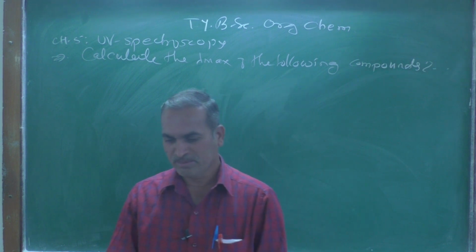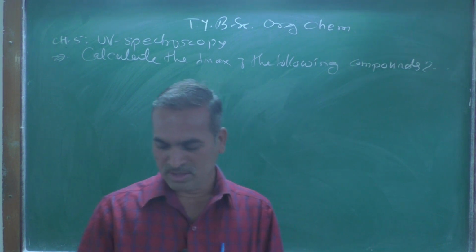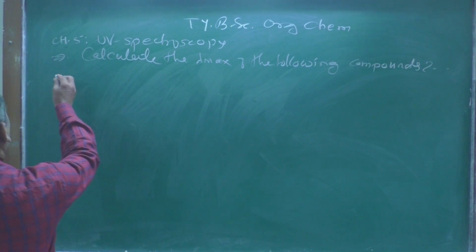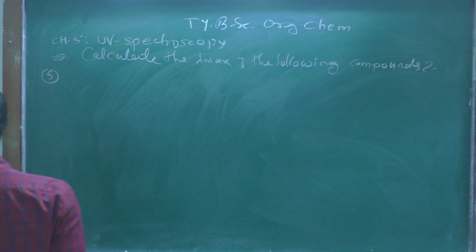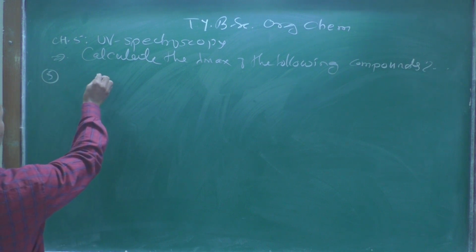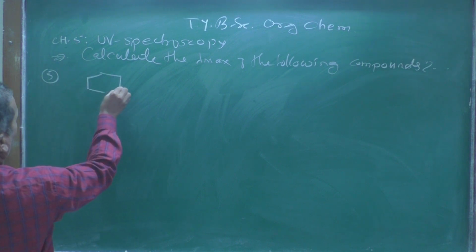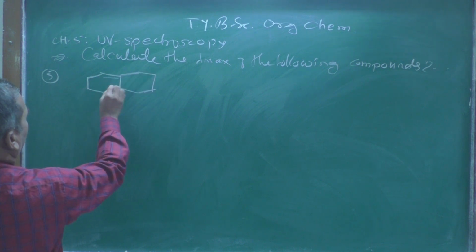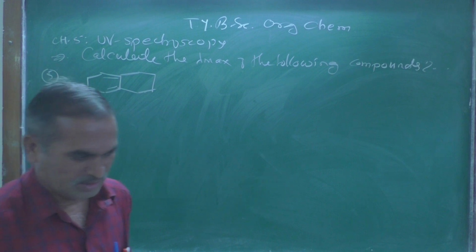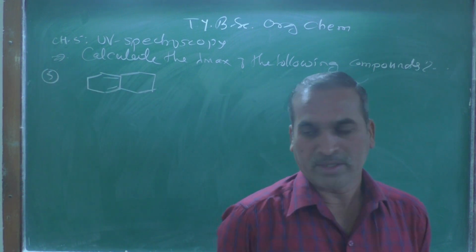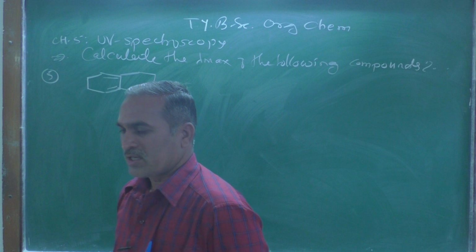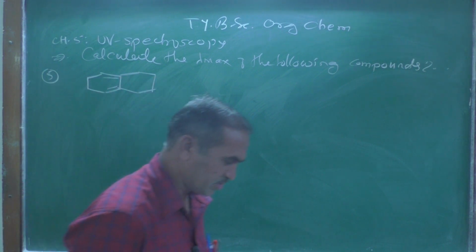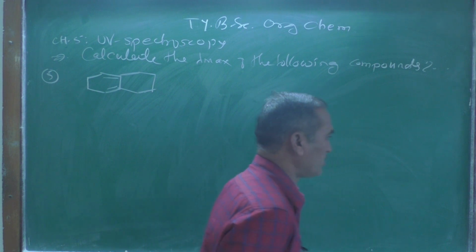Now let's start with another example. I think that is example number 5 here. So let's see what that compound is. See here, this is one of the compounds which I am drawing over here. So this is the compound. Let's see. So the question, as usual, is to calculate the lambda max of the following compound. A 4-mark question can appear in the exam, so remember.